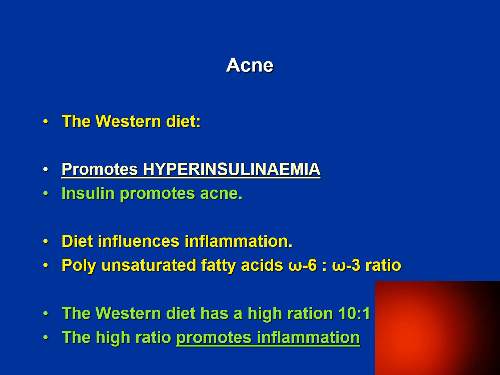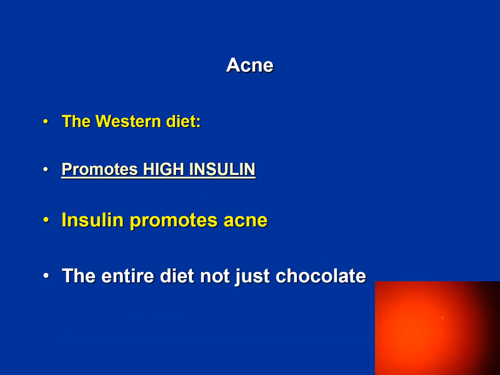The high ratio of W6 to W3 polyunsaturated fatty acids in the Western diet promotes inflammation throughout the body. It also means that the sebum produced by somebody on a Western diet is far more irritating than if the diet was low in glycemic index foods. The Western diet leads to increased production of insulin, which is secreted into the blood. Insulin in high levels promotes acne. It is the entire Western diet, not just chocolate, as most people think.